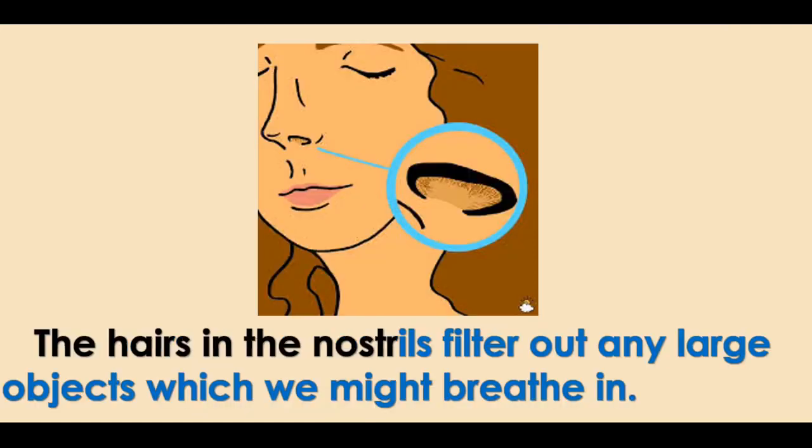The hairs in the nostrils filter out any large object which we might breathe in. Look at the mirror. You can see you have hairs inside our nose. And those hairs help us to filter dirt or large object which we might breathe in.